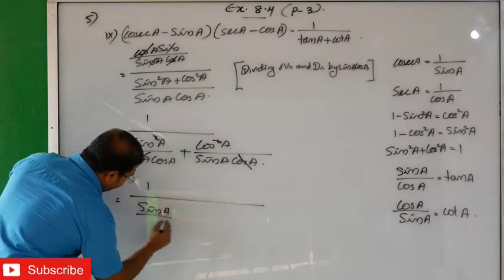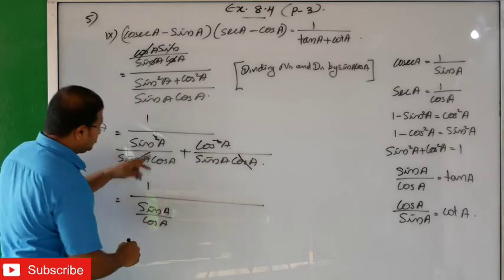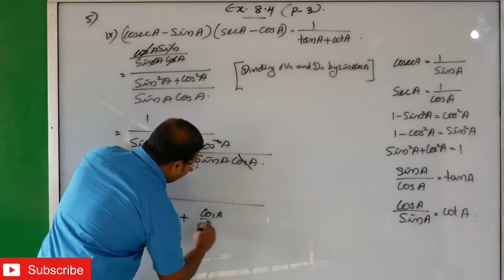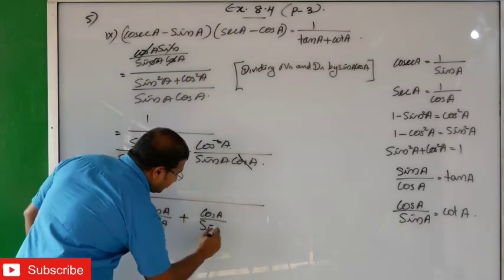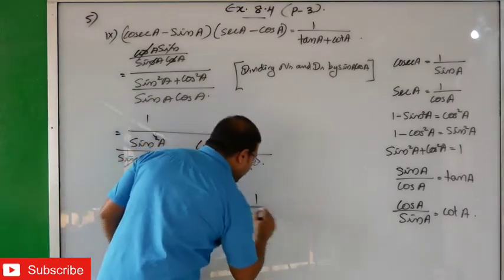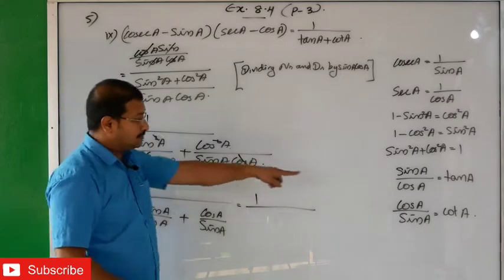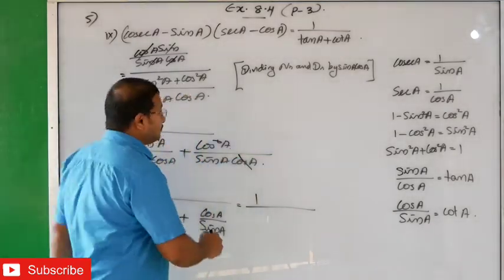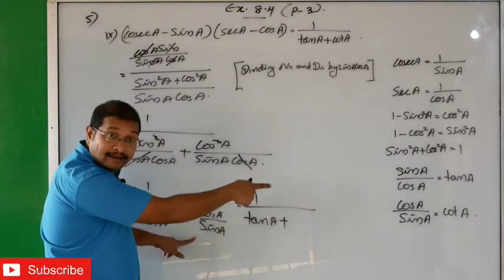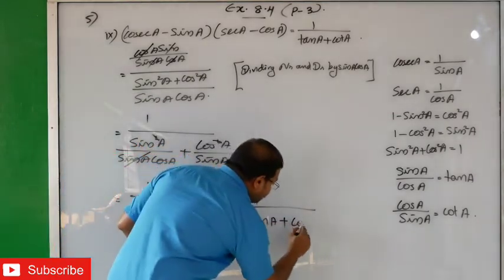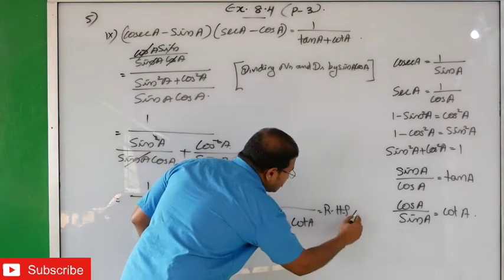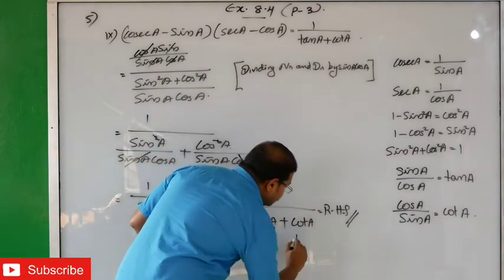Sine A by cos A. See, sine A by cos A plus cos A by sine A equals 1 by sine A by cos A. Sine A by cos A is tan A. Ready? Tan A plus cos A by sine A, yes, cot A. Ready? Equals RHS. That means proved.